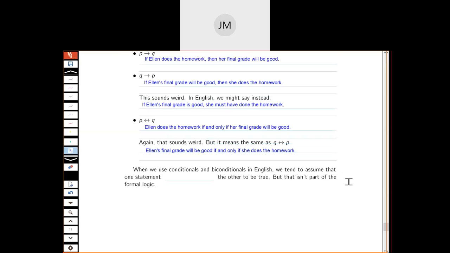When we use conditionals and biconditionals in English, we tend to assume that one statement causes the other one to be true. That's not part of formal logic, so we're not talking about cause and effect necessarily. But I think it's helpful to know how it's actually used in practice, so that's something important to be aware of. When we write an if-then statement in logic, we don't mean that there has to be a cause-effect relationship. We're just saying one follows the other.